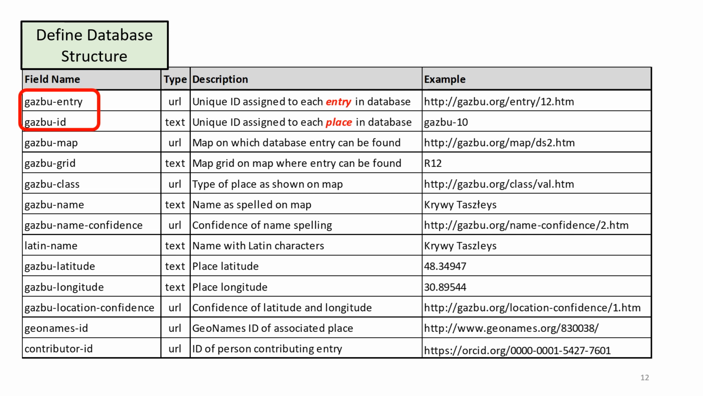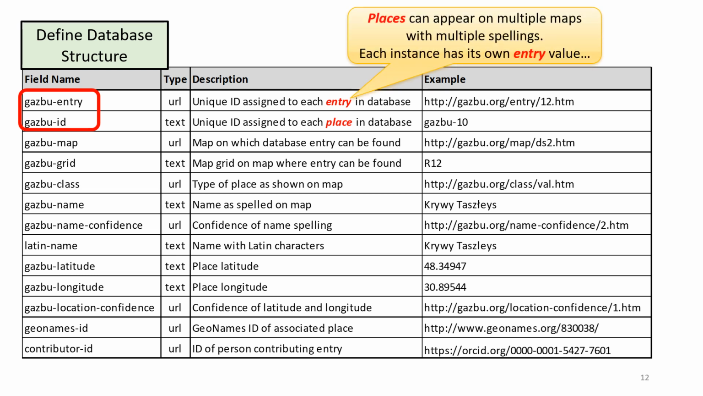A particular place may appear on multiple Beauplan maps with multiple spellings on each map. And in our database, each such instance of a place has a separate entry ID value as the first field in the database. But since all of these entries are associated with the same place, all entries have the same place ID value in the second field of the database. Let's look at a specific example.